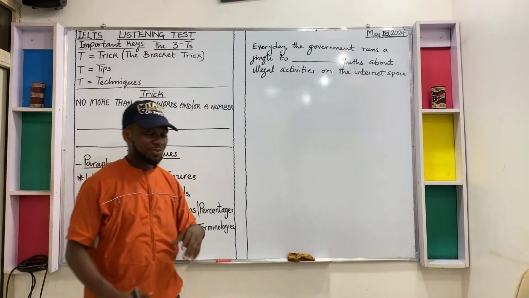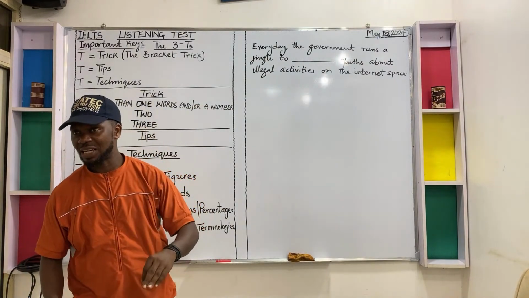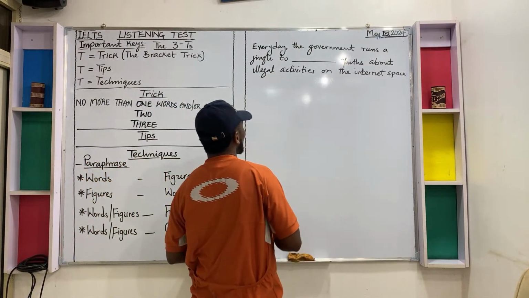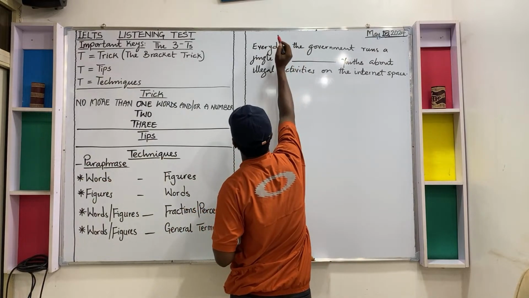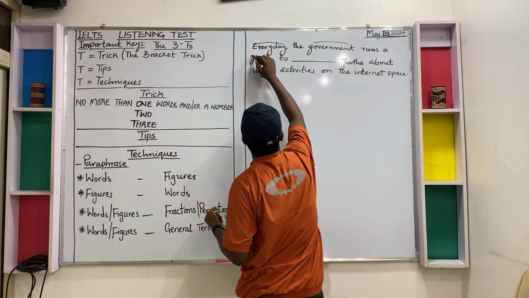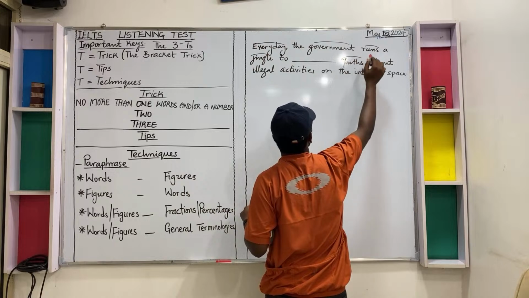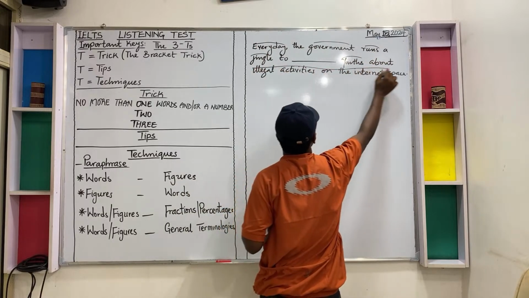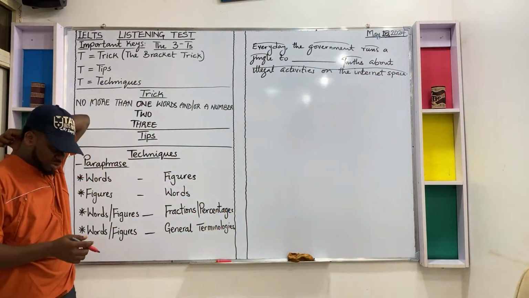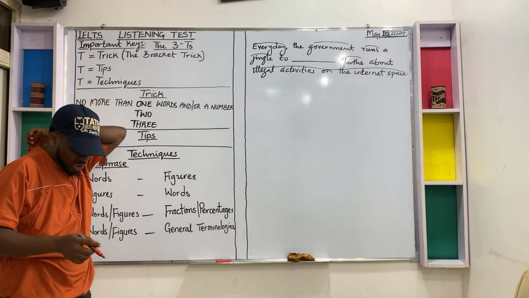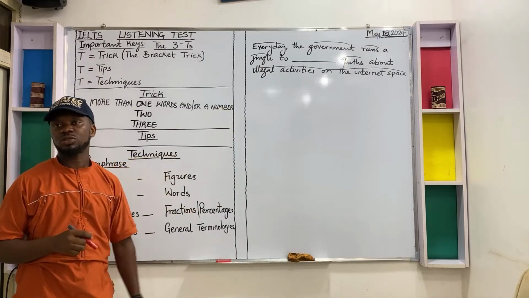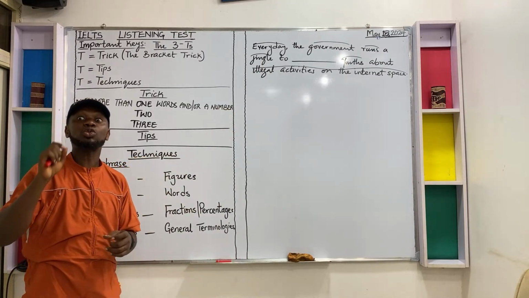When the question says, first you have some time to read questions 1 to 5, then you quickly go through: every day the government runs a jingle. So what will you identify as keywords that can be paraphrased? Every day, government, jingle, runs, youths, illegal activities on the internet. Almost everything. So you are not reading to understand. You're actually reading to see the keywords so that when the audio begins to play, you are aware of the words in the question, so that even if they paraphrase it, you also catch it.